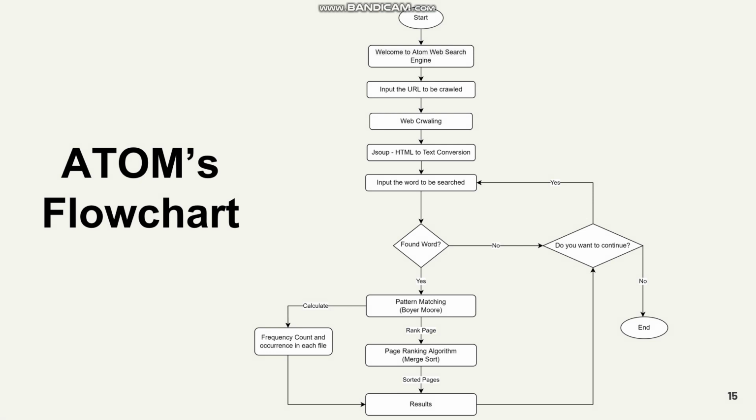Meanwhile, the Boyer-Moore pattern matching algorithm also helps in calculating the frequency count and occurrences of the searched word in each file. After showing all these results, the user is asked if they want to continue or not. If the user replies with a yes, then the word which needs to be searched is again input by the user. Otherwise, if they say no, then the web search engine closes and we can exit from that engine.